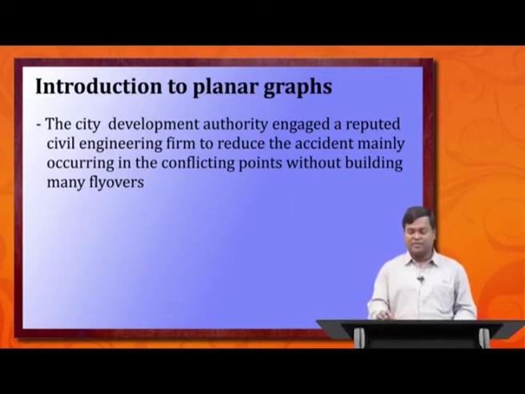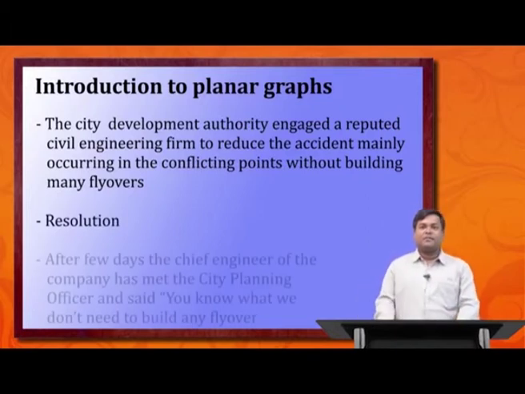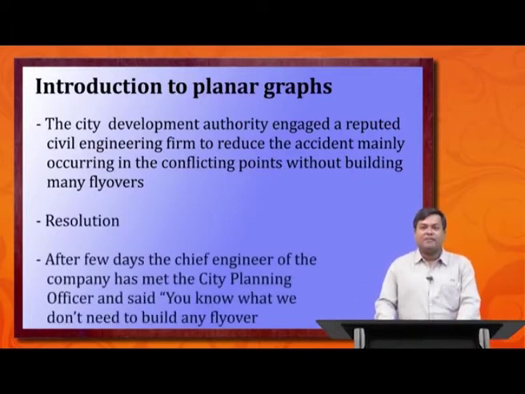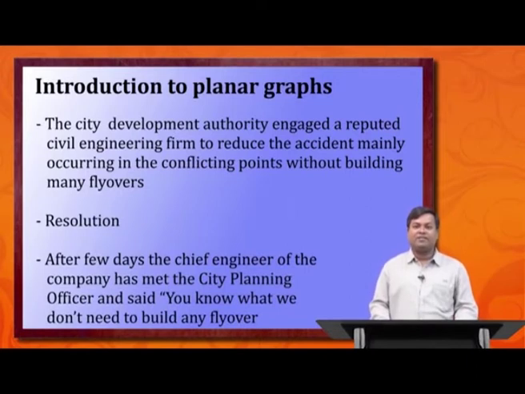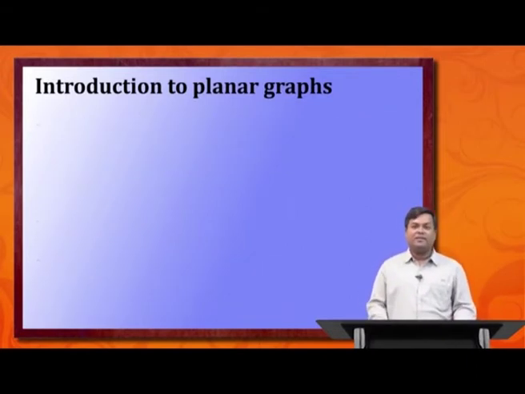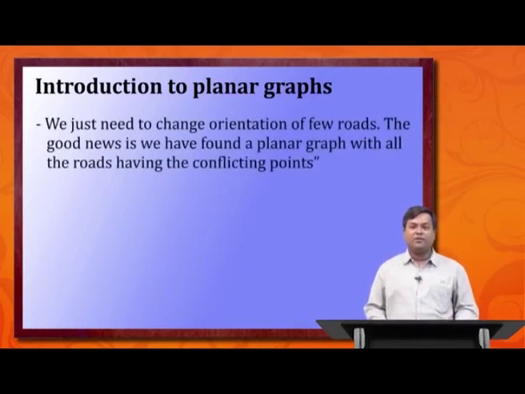So they have come up with a resolution. Let's see what that is. After a few days, the chief engineer of the company met the city planning officer and said, you know what, we don't need to build any flyover, we just need to change the orientation of a few roads. The good news is, we have found a planar graph with all the roads having the conflicting points. Oh, it's an awesome solution. Now, what is this planar graph? That we need to definitely know.